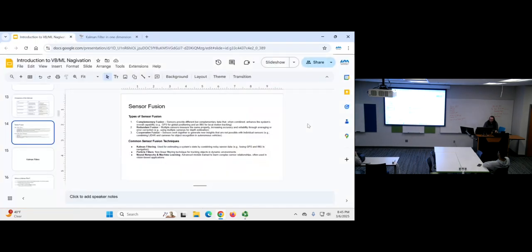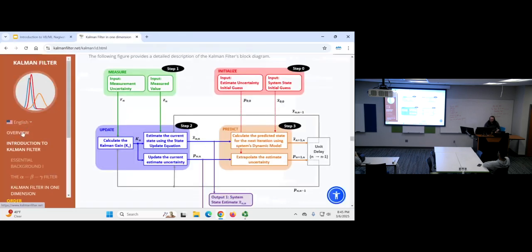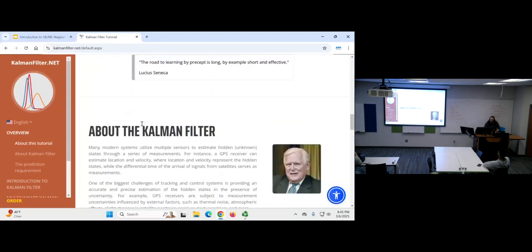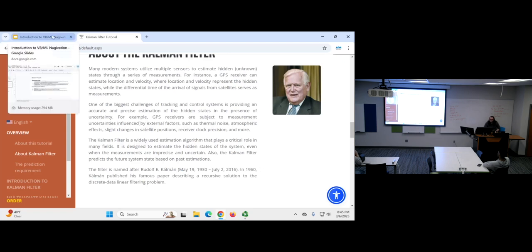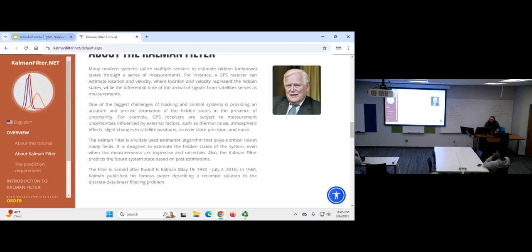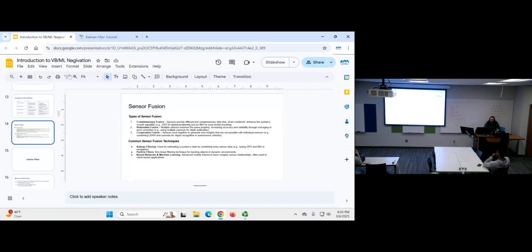There's a lot of literature about the Kalman filter. This guy was around from 1930 to 2016. Yeah, okay, 1960s, so that's how far this goes back. So there's been a long time when people really thought about this, as far as improving it and proving the mathematics works. So, stuff to consider. But any other questions?